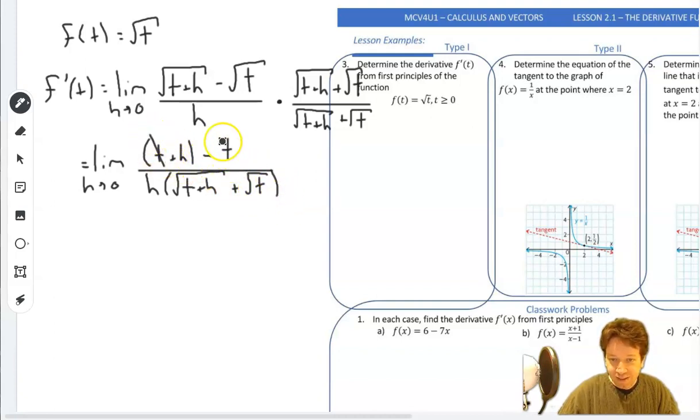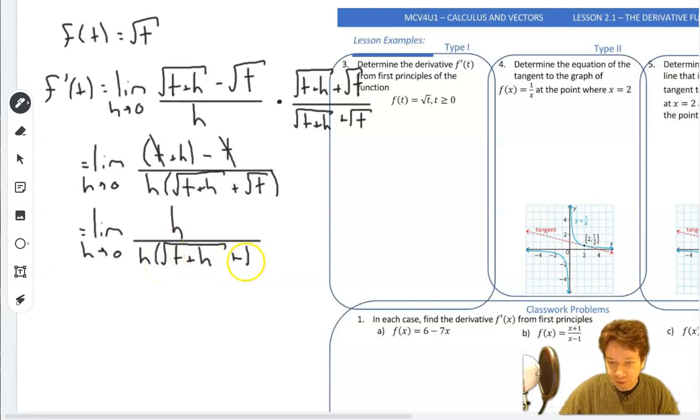Alright, so t's cancel. And we're left with h over h. So those are actually going to cancel as well. But I'll write it out. h over h times the square root of t plus h plus the square root of t. So yeah, h is going to cancel. And then as we sub h into 0 now, which we can do, right, we'll get 0 here. So we get 1 over the square root of t plus the square root of t, which is just 2 times the square root of t. So our derivative function, f prime of t, is just 1 over 2 times the square root of t.